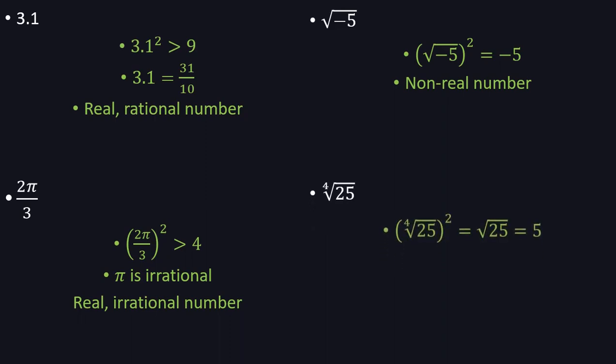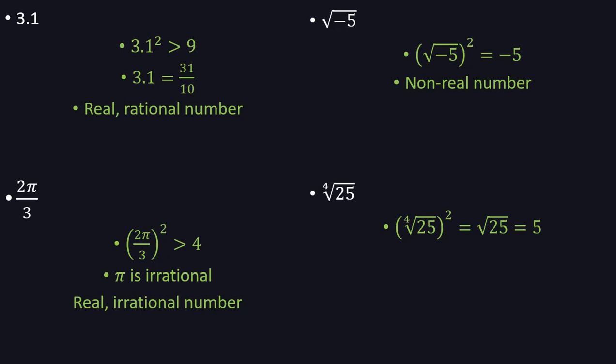First, we're going to square it, and the answer we get is the square root of 25, which is equal to 5. And since 5 is greater than 0, we know that the fourth root of 25 is a real number. If you recall the rule that we discussed when I was talking about irrational numbers, I said that the nth root of any integer x will always be irrational provided that x cannot be expressed as another integer y raised to the power n.